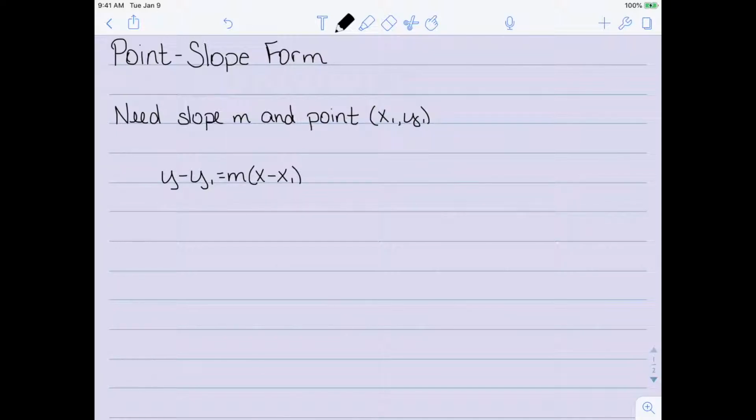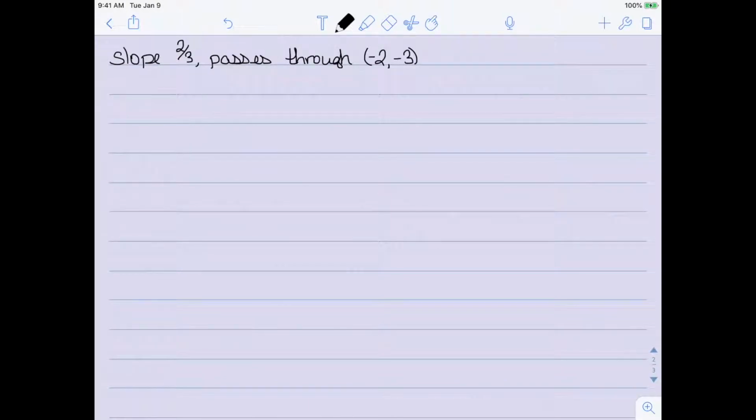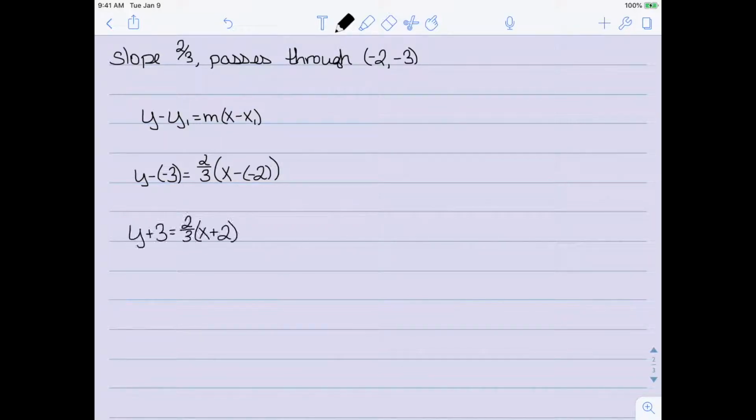So let's look at a couple of examples of using this. I know I have a line with slope 2/3 that passes through the point (-2, -3). As a reminder, here's the point-slope form for the line. The left-hand side says y minus y1, so I would have y minus -3. The right-hand side, the first thing we need is the slope, which is 2/3, times x minus x1, so x minus -2. I'm going to go ahead and simplify this a little bit, to get y plus 3 is equal to 2/3 times (x plus 2).